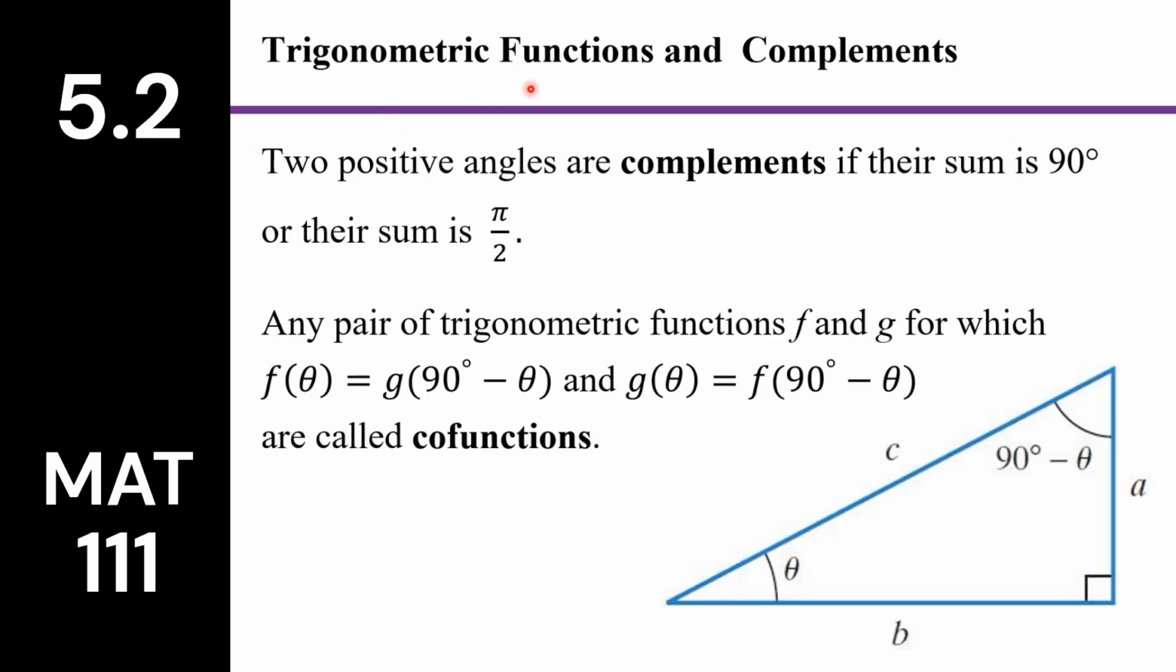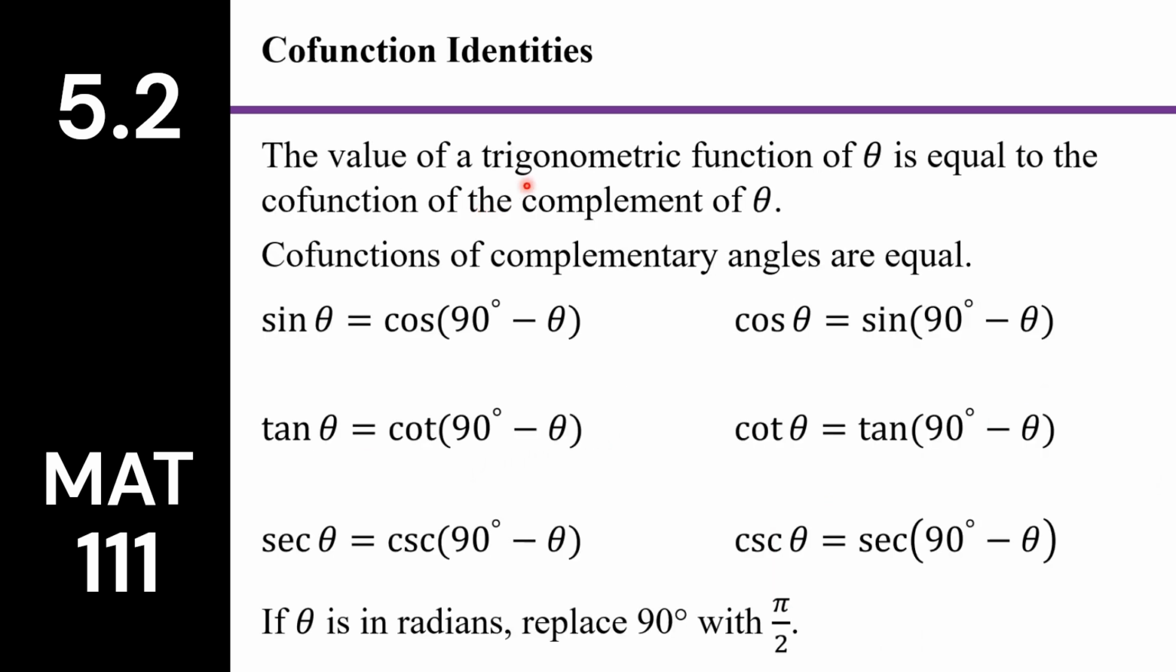Trig functions also have something called complements. Two positive angles are complementary angles if their sum is 90, or in radians if their sum is pi over 2. Any pair of trig functions, f and g, where f of theta equals g of 90 minus theta, or g of theta equals f of 90 minus theta, are called cofunctions. The value of a trig function of theta is equal to the cofunction of the complement of theta. So cofunctions of complementary angles are equal.